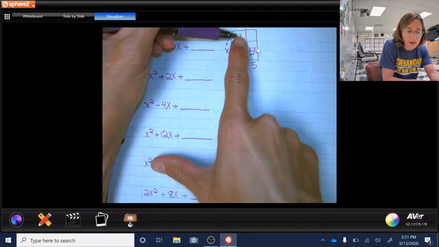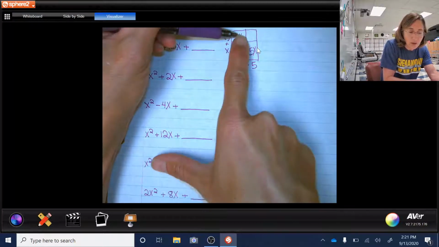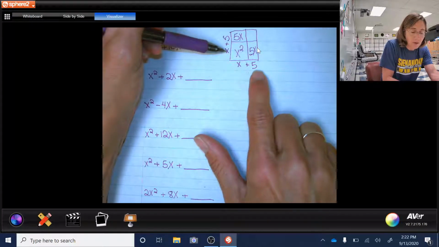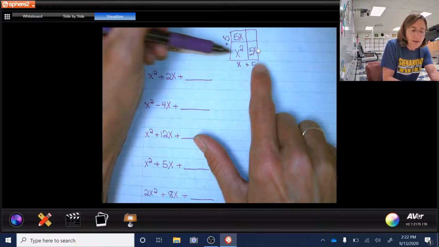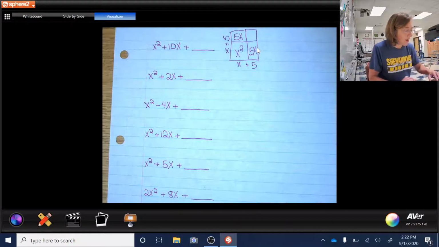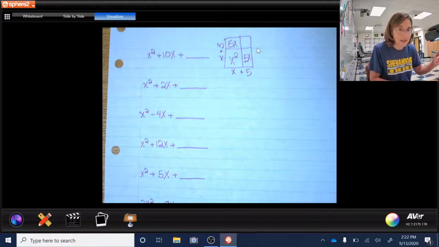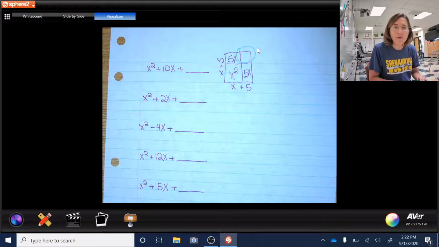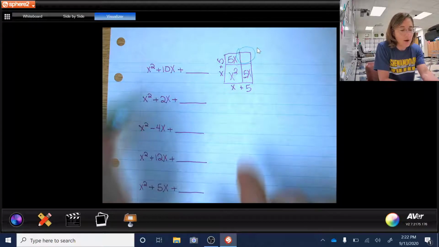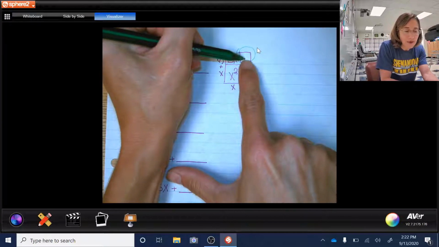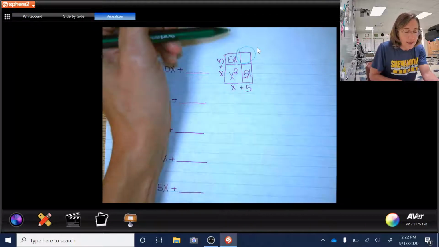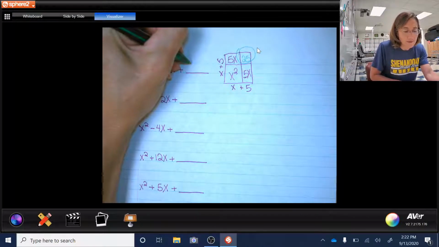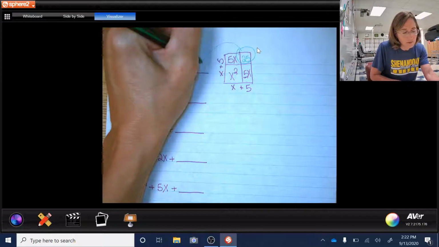Check it out and make sure that it works. If you think about length times width for this zone here, 5 times x gives you the 5x. If you think about it for this zone over here, length times width, 5 times x gives you that other 5x. So here's where the process gets its name. What would complete this square? What would finish it out and make it a square? Well, length times width, 5 times 5, that would be 25. So I would add a 25 to complete that square.